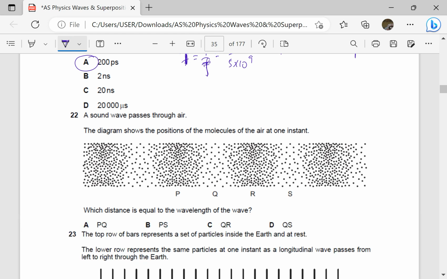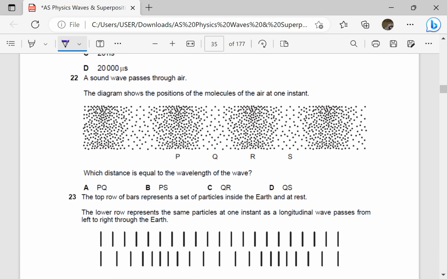A sound wave passes through air. The diagram shows the positions of the molecules of the air at one instant. Which distance is equal to the wavelength of the wave? Of course, wavelength is equal to the distance between two successive compressions or two successive rarefactions. So it can be P to Q to R or Q to S. P to R is not there, Q to S is there, so the answer is D. This is the distance between two successive compressions, or this one here, the distance between two successive rarefactions. These are rarefactions, and these are compressions.